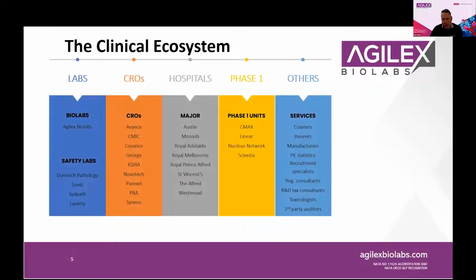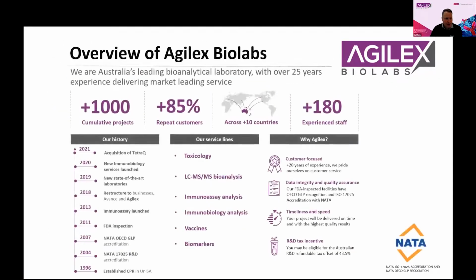So we fit within the clinical ecosystem. It comprises multiple stakeholders from labs to CROs, hospitals, and phase 1 units within which the clinical trials take place. We are just one provider of many that forms part of this clinical ecosystem within Australia to enable fast turnaround and rapid development of new drug entities. So we are the leading bioanalytical laboratory. We've been around for over 25 years.